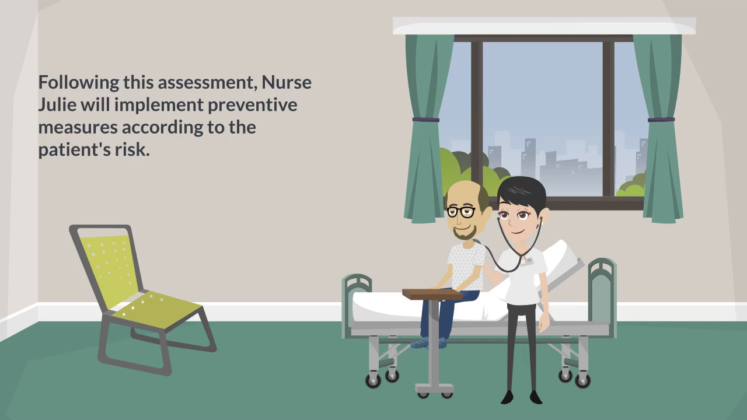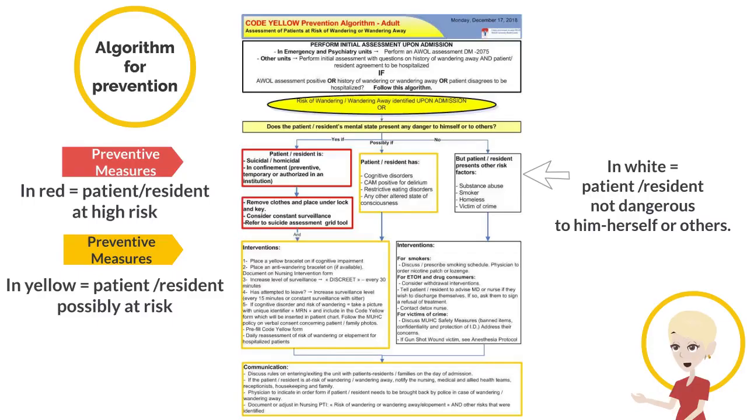Sauveur presents with. This prevention algorithm shows you various preventive methods in accordance to the level of risk that a patient presents with. In red, you find high-risk patients, such as suicidal patient or patient kept under confinement. In yellow are patients identified as potential risk, which include those with cognitive disorders, eating disorders, an altered state of consciousness, or delirium. And in white are the patients who do not present any danger to themselves or others.